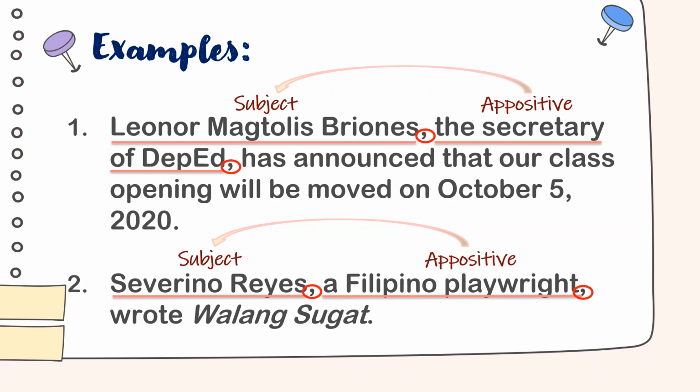Additionally, since an appositive only gives more information about the noun before it, we can remove it without changing the meaning of the whole sentence.